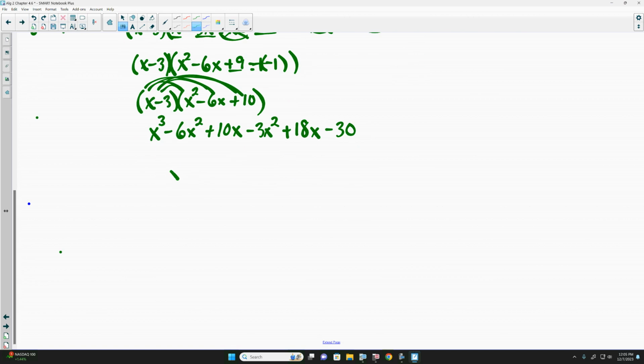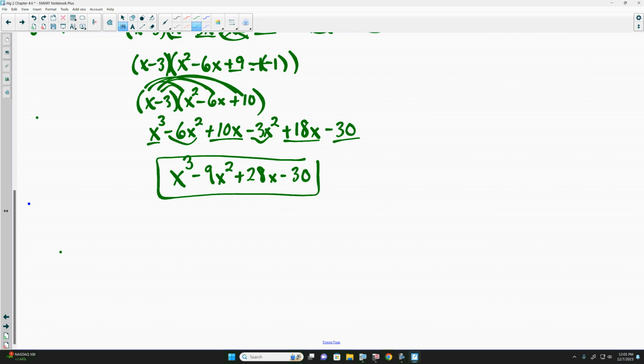And very last step, we combine like terms. x cubed doesn't have any like terms. Negative 6x squared minus 3x squared is negative 9x squared. 10x plus 18x is plus 28x. And then we have our minus 30. And that's it there. Questions on this one here? Okay. We'll stop with this one here, and we're going to finish this note sheet tomorrow.